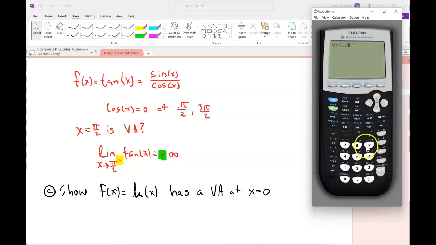So maybe we'll start at 0.1. I guess I wasn't on Y7 yet, huh? Go down and look again. 6.